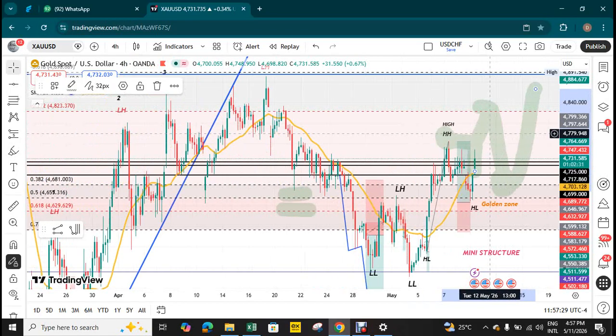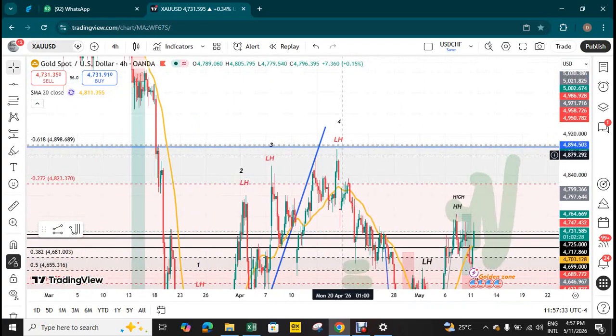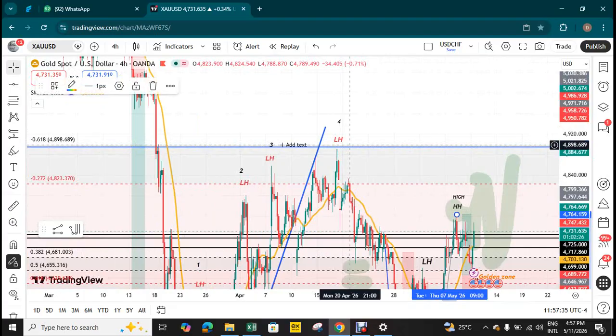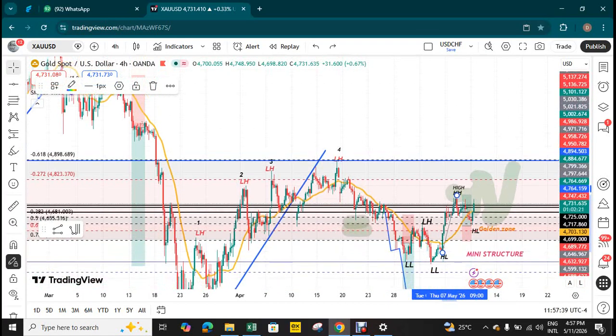Also look at it, guys. This area is a very important zone. This area is also important. No, not this, sorry, not this area.